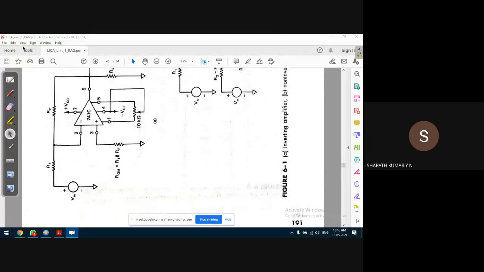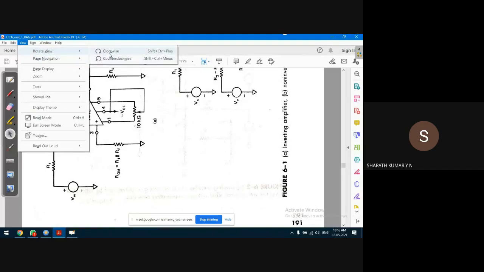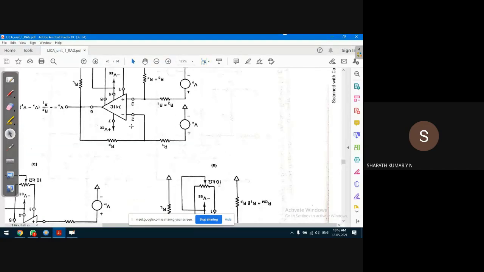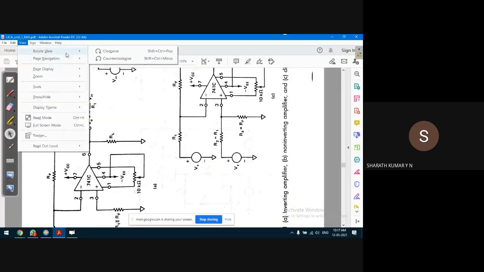This is with coupling. I need to rotate this page. I should have scanned it properly rotated. Each time I need to rotate.